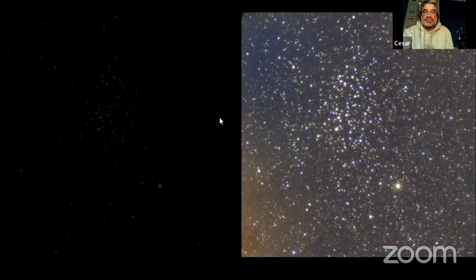Here, I remember that I talked about this cluster like the Southern Pleiades, but it's not the Southern Pleiades. It's very near to it. I remember that it's NGC 3335, the cluster. And here you have a lot of different colors of stars. Actually, this is maybe my simulation of how you can see the cluster.